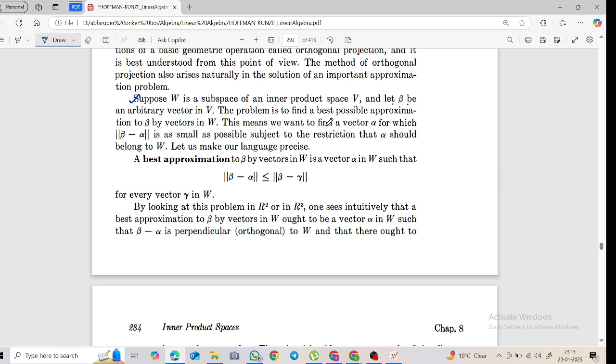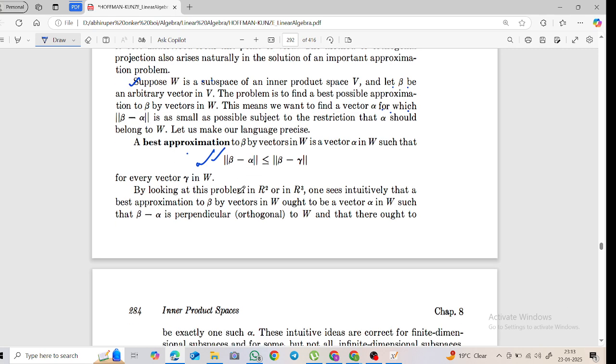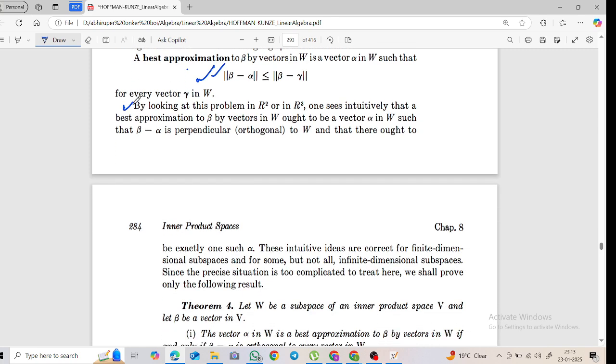By this we mean we want to find a vector alpha for which norm beta minus alpha is as small as possible, subject to the constraint that alpha should belong to W. So a best approximation of beta by vectors in W should satisfy this. That is the definition: if alpha is the best approximation of beta with respect to W, then norm beta minus alpha is less than or equal to norm beta minus gamma for any gamma in W. So intuitively they are looking for a projection.